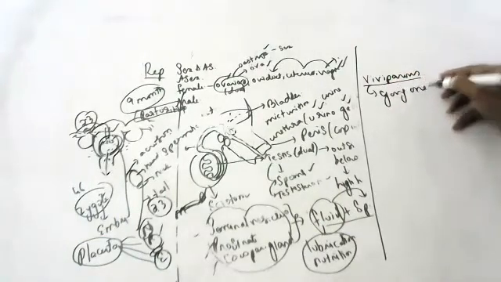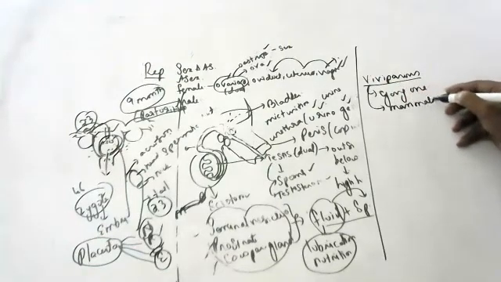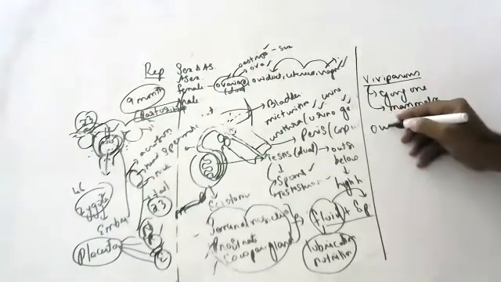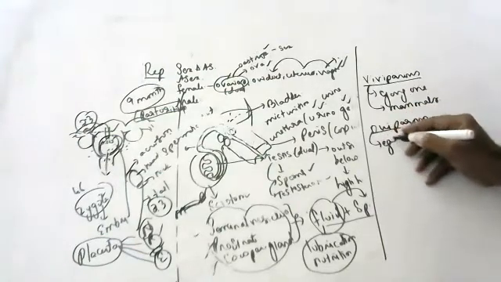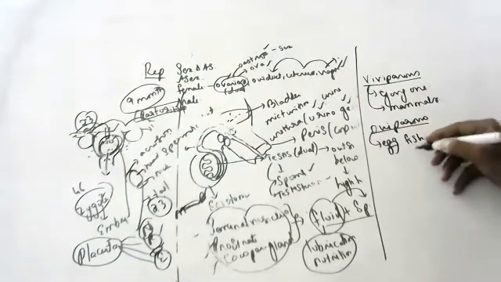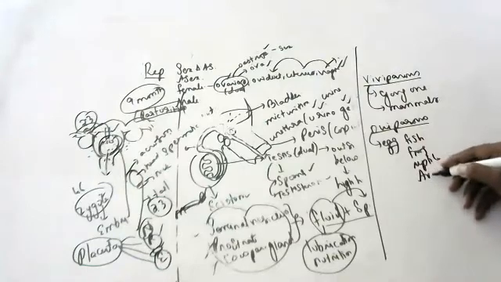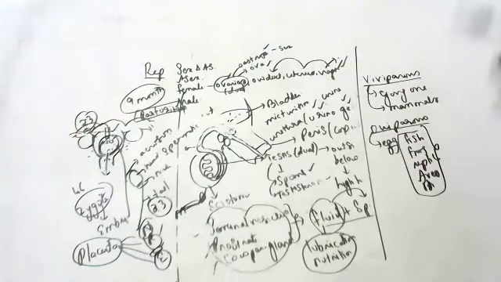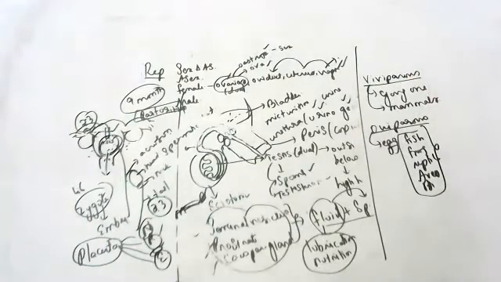Are we oviparous or viviparous, children? All mammals are viviparous, which give birth directly to young ones. Oviparous means which lay eggs. So fishes, frogs, reptiles, aves, birds, all are egg-laying animals. Egg-laying animals are called oviparous, and directly giving birth to young ones is called viviparous.